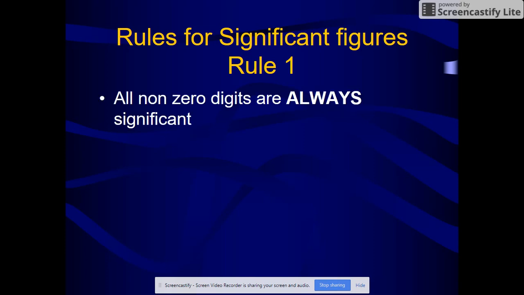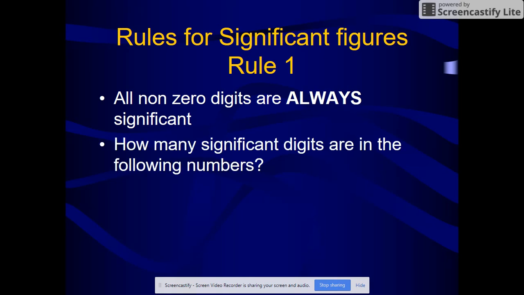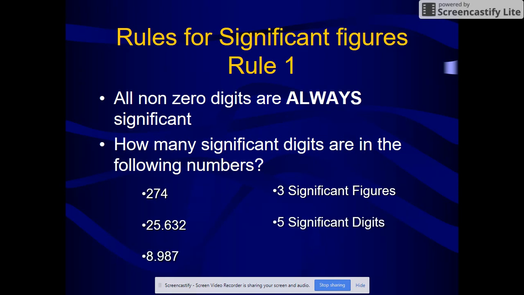All non-zero digits are always significant. So if you've got a number that doesn't have a zero in it, it's significant. Okay, so how many significant digits are there in the following number? You've got 2, 7, 4. None of them are zeros, so you've got 3 significant figures. Okay, and this one, 2, 5, 6, 3, 2, you've got 5 significant figures. 8, 9, 8, 7, 4.